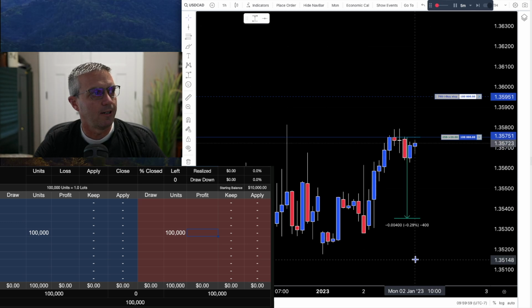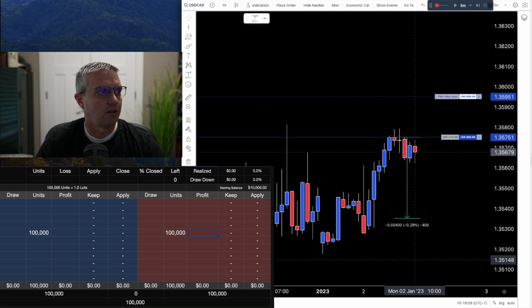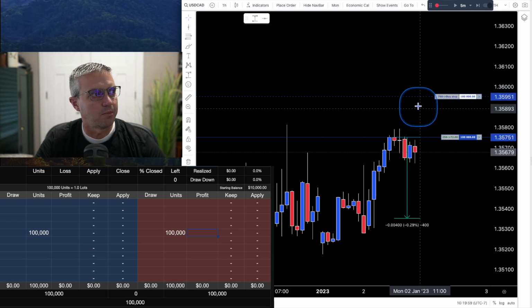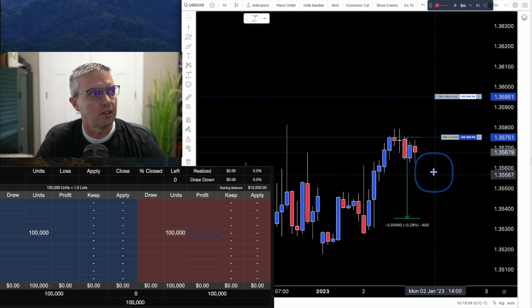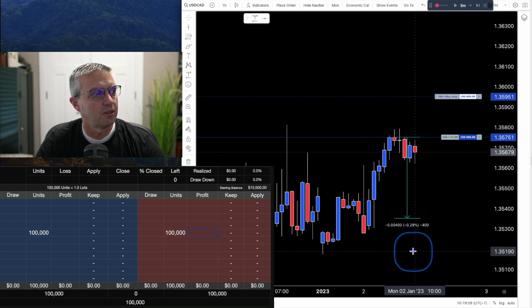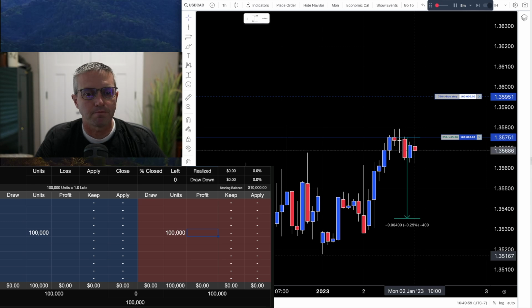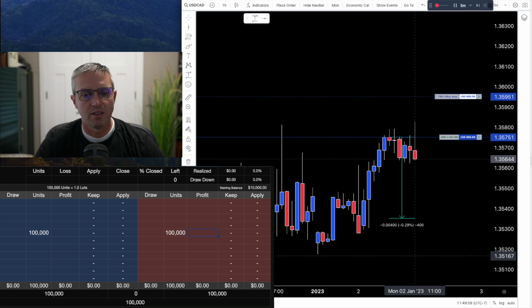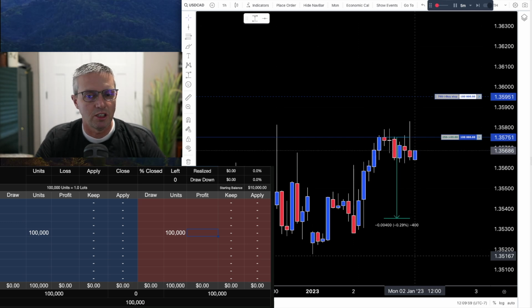It's 9 in the morning now. Still have not picked up our stop. I have not squeezed this because this is a brand new position. So I'm just going to let that breathe at 20 pips. Keep the market playing here. It's now 11 a.m. You can see that down at the bottom, January 2nd. Now it's 12 p.m.